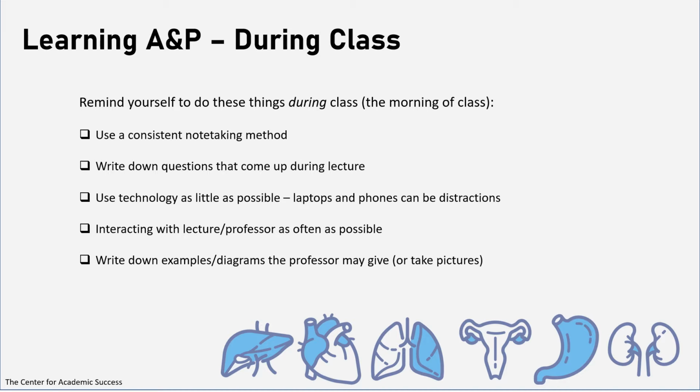Interacting with a lecturer and professor as often as possible during class is super important. If your professor asks you a question, you should respond. Even if you're wrong, that's a way of learning. Write down examples and diagrams the professor may give to you. If they're giving you a helpful way of understanding how the central nervous system and the peripheral nervous system are different, that may be an important diagram for you to write down so you can understand the flow of learning.